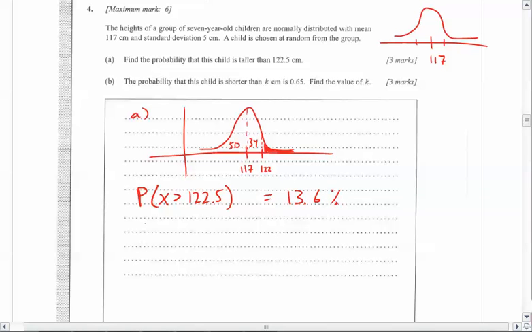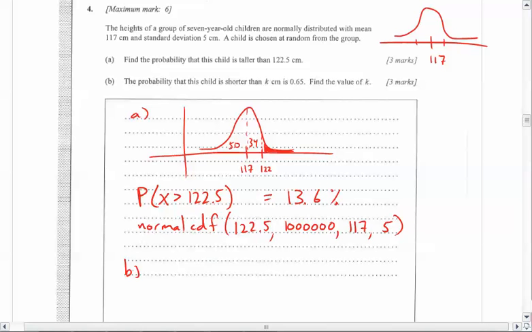So I'm just going to say what I did. I did normal CDF of 122.5 to infinity. It's a really, really big number with a mean of 117 and a standard deviation of 5.